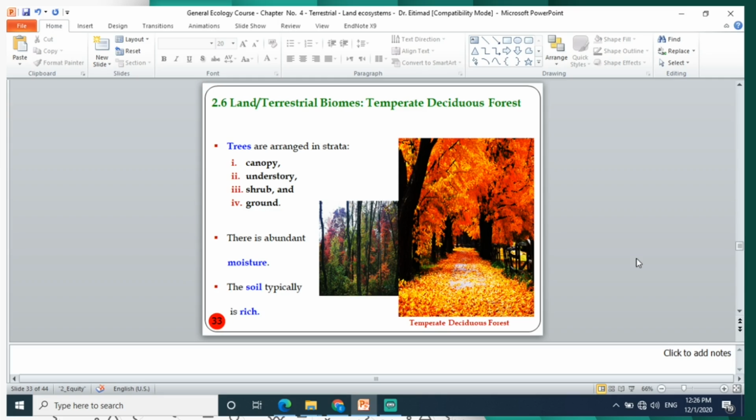The trees in this biome are colorful. You can find trees with orange leaves, yellow leaves, and different colors, violet. They are found there, and they are arranged in strata. You can find very tall trees, called the canopy, then the understory, shrubs, and the ground layer. All of them are found there. Because there is an abundance of moisture and the soil is rich in nutrients, you will find all kinds of trees: very tall ones, then the understory, and then the shrubs and the ground layer.